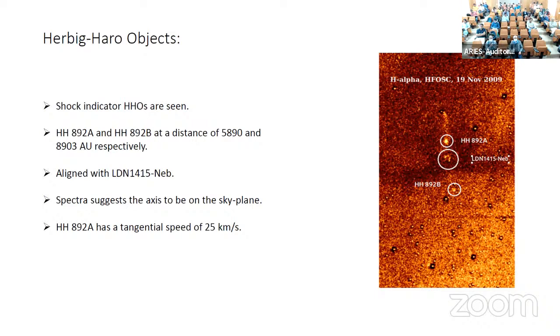This alignment, and then the follow-up spectra of the two Herbig-Haro objects and their radial velocity measurements having a very small difference, tells that this axis of flow is on the sky plane. The radial velocities from the spectra of the two Herbig-Haro objects had very little difference, so this gives an inference that the axis of the source is on the sky plane.